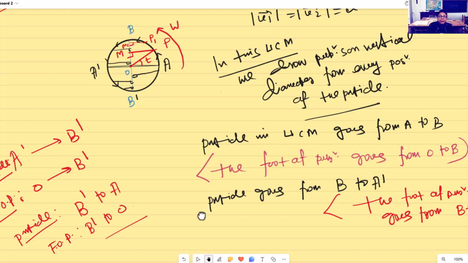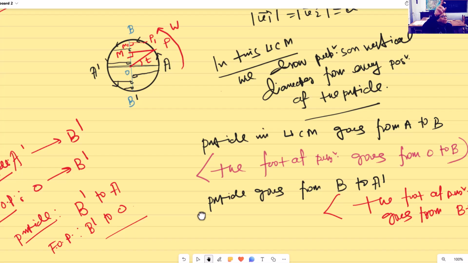So, a particle in UCM has described a complete circular path. The foot of perpendicular has described one complete to and fro motion about the point O. Agree or not? It goes from O to B, then B to O, then O to B dash, then from B dash to O. So it started from O and comes back to O, the foot of perpendicular. The particle starts from A and comes back to the point A.